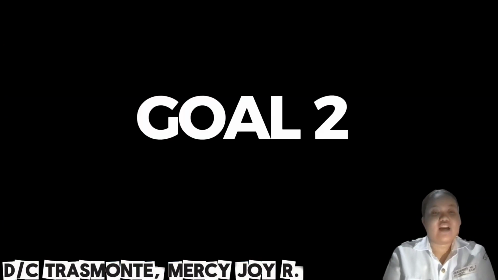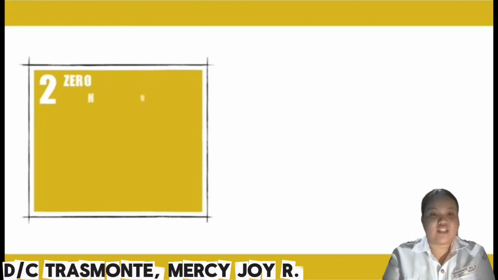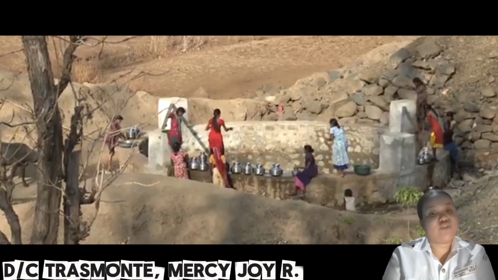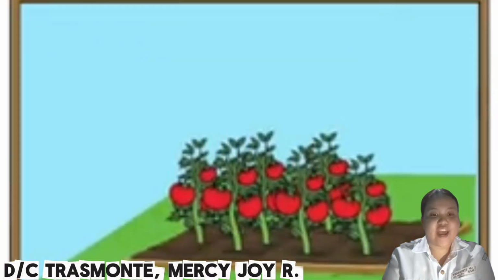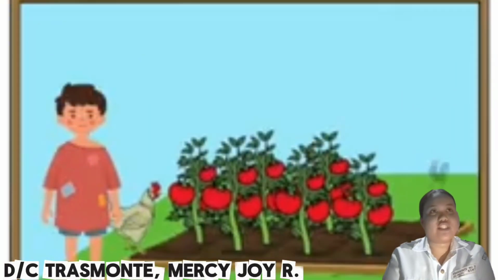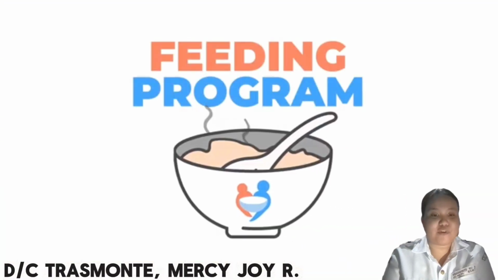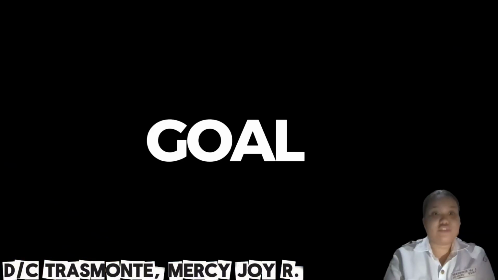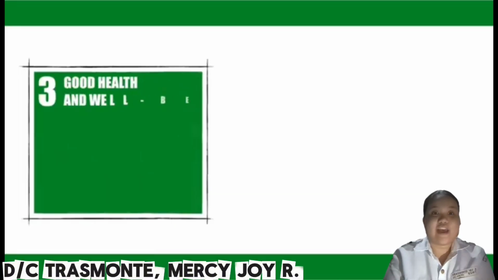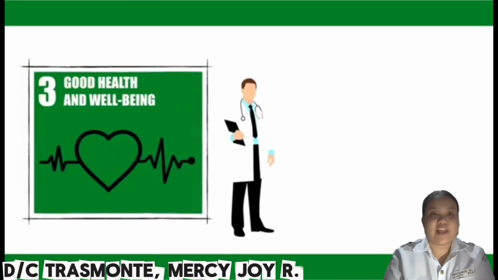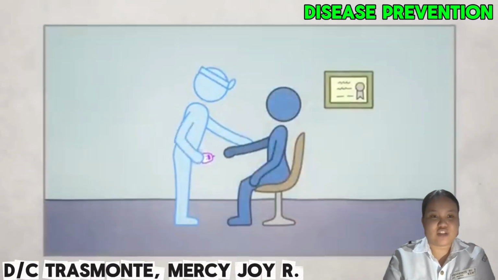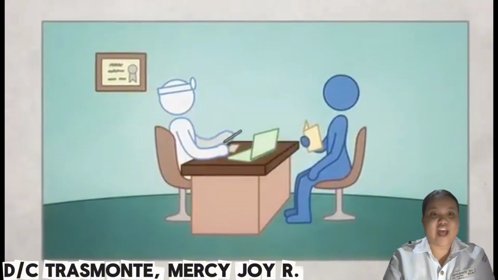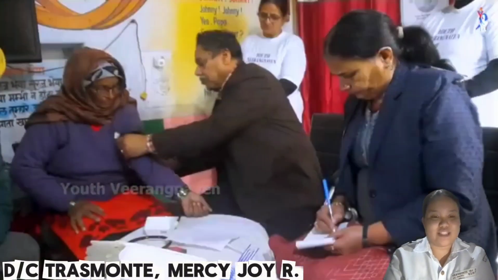Then next is Goal number 2, which is zero hunger. It focuses on ending hunger and making sure everyone has safe and nutritious food. For example, school feeding programs for children. Goal 3 is good health and well-being. It promotes healthy lives by improving hospitals, vaccines, and disease prevention. An example for this is free health checkups in communities.